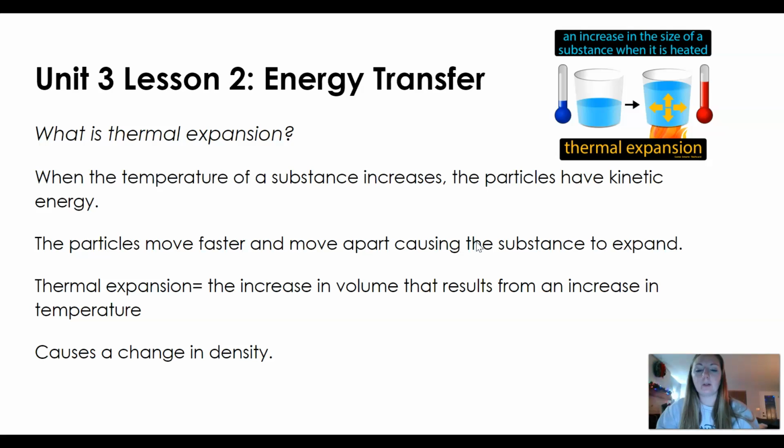So when the particles move faster, because of their higher temperature, they start to move apart and cause the substance to expand. So this is what thermal expansion is: the increase in volume that results from an increase in temperature. They have so much energy that they don't want to be confined to that substance anymore, so the substance begins to expand.